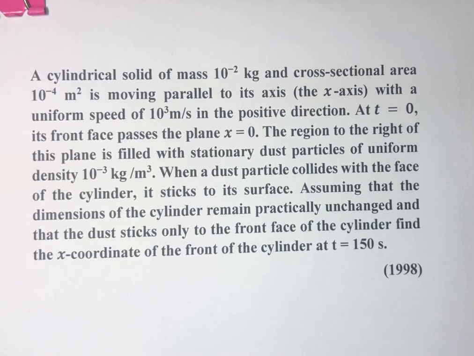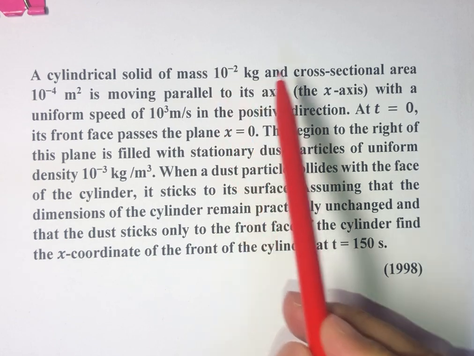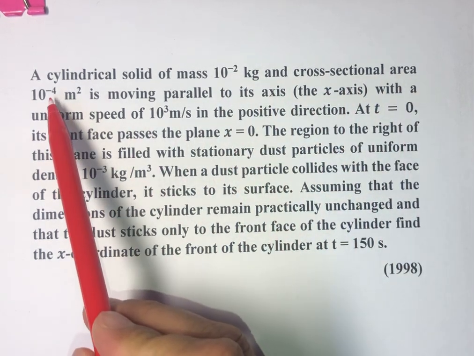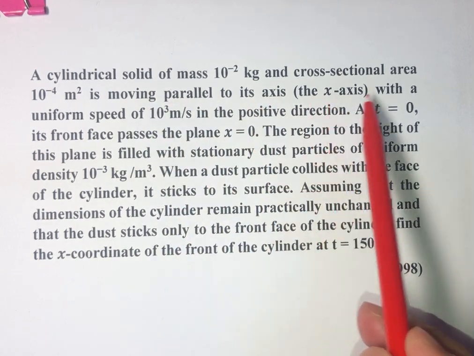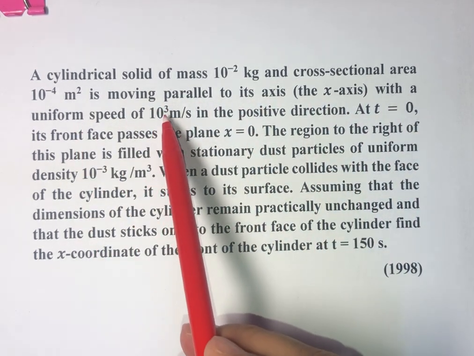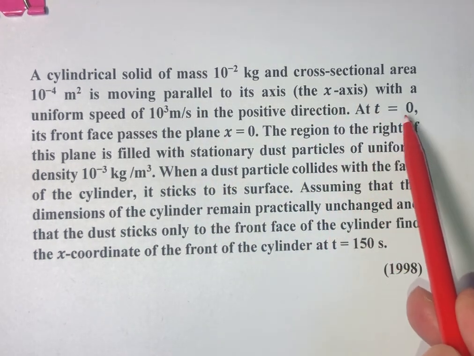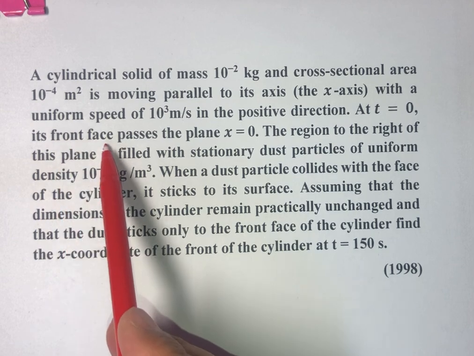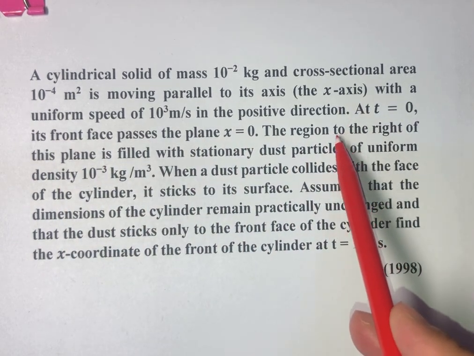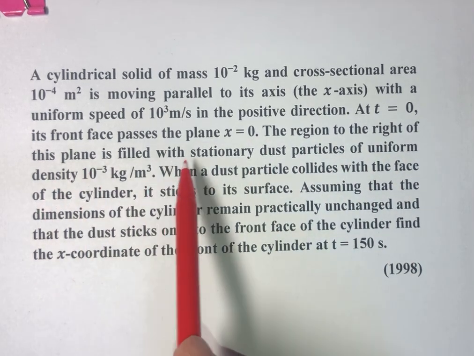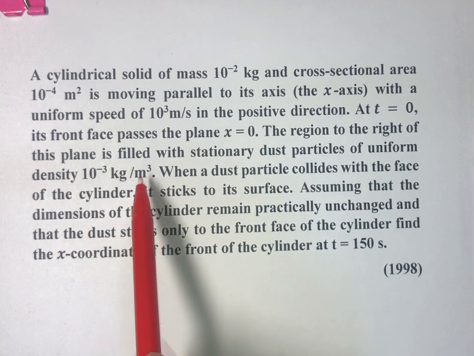Hello friends, in today's question, a cylindrical solid of mass 10^-2 kg and cross-sectional area 10^-4 m² is moved parallel to its axis, the x-axis, with a uniform speed of 10^3 m/s in the positive direction. At t = 0, its front face passes the plane x = 0. The region to the right of this plane is filled with stationary dust particles of uniform density 10^-3 kg per meter cube.